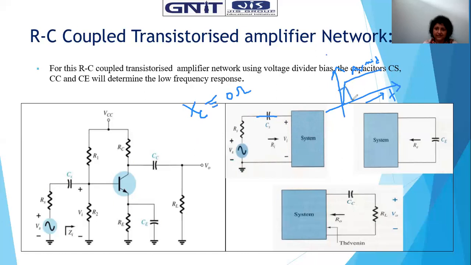We have characterized a cutoff frequency or corner frequency, which has already been analyzed. The cutoff frequency expression we got is 1 by 2 pi R equivalent of the network and C equivalent of the network. Actively we are analyzing the cutoff frequency with respect to CS in the low frequency zone. In the high frequency zone, we don't have to bother about CS, C or CC, because they offer zero ohm impedance. That means they are all shorted in the high frequency zone.